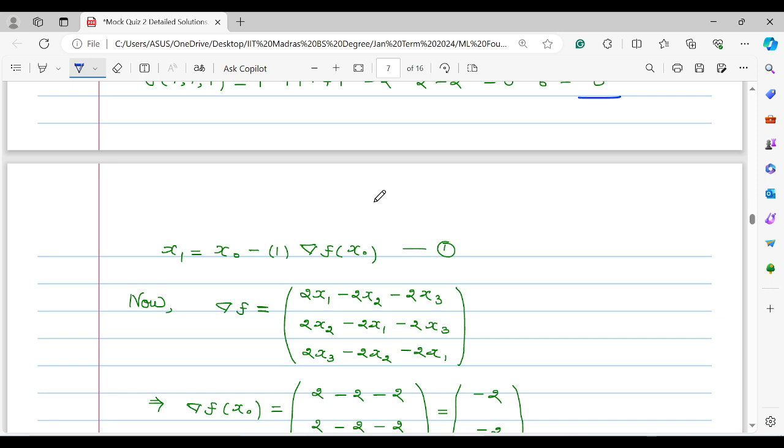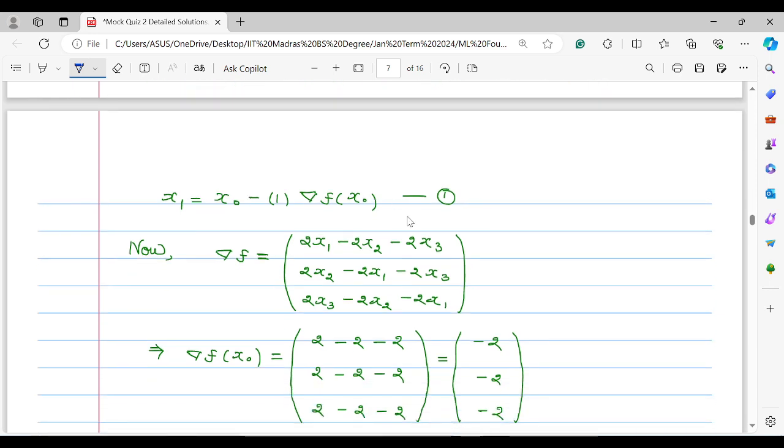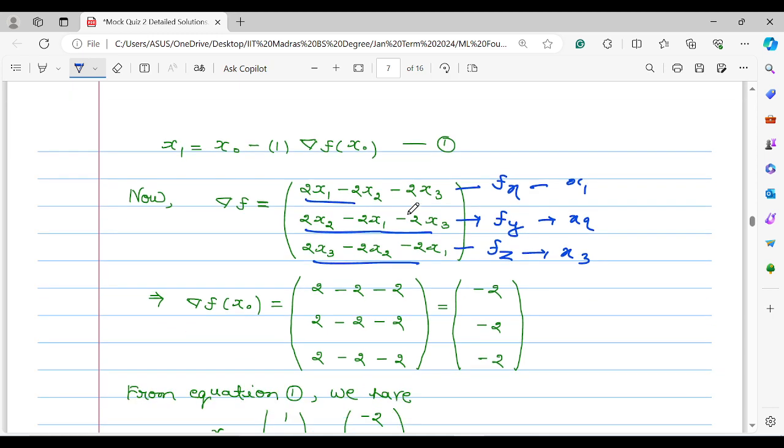So first we will find what del f is. We have calculated del f, which is the partial derivative with respect to x, the partial derivative with respect to y, and the partial derivative with respect to z, where in this question x, y, z are x1, x2, x3. So we find the partial derivative with respect to x1, and we get this, and with respect to x2 we get this equation, and for x3 we get this, and we have to find the value of del f at x naught.